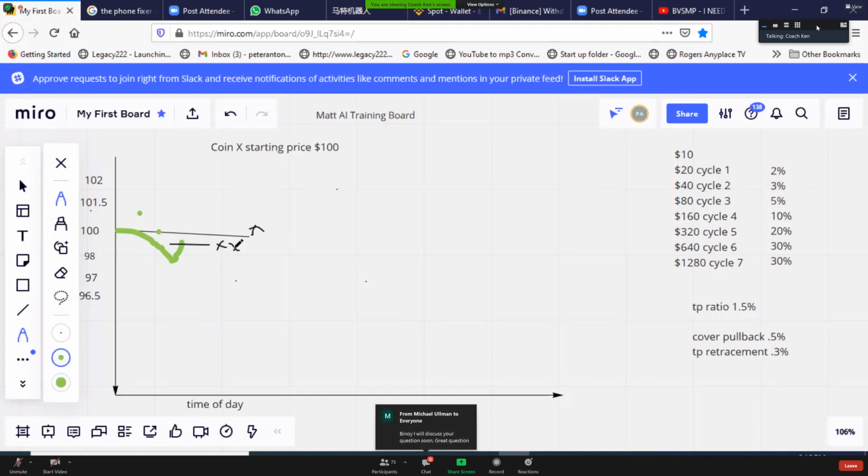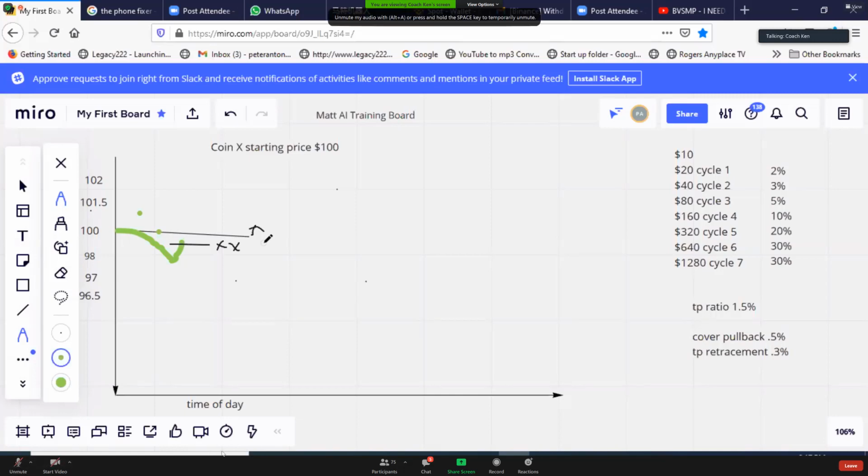So 98.5 plus 98.5 plus 100, which is 296.5, I believe. Is that correct? Divided by 3? If anybody can do the math on that, please. 98.5 plus 98.5 plus 100 divided by 3. Mike? Divided by 3. 99. 99? Yeah. Okay.